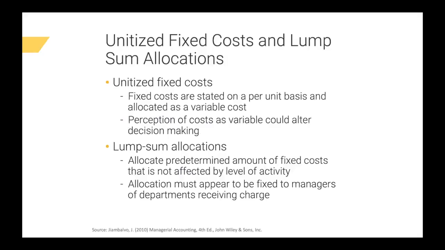Fixed costs are stated on a per-unit basis and allocated as a variable cost. Perception of cost as variable could alter decision-making. Lump sum allocations allocate predetermined amounts of fixed cost that is not affected by the level of activity. The allocation must appear to be fixed to the managers of the department that are receiving the charge.